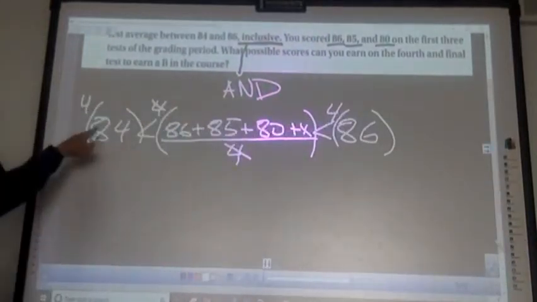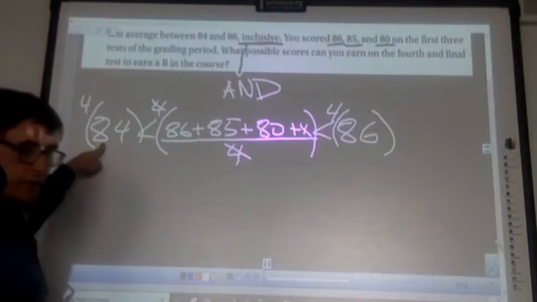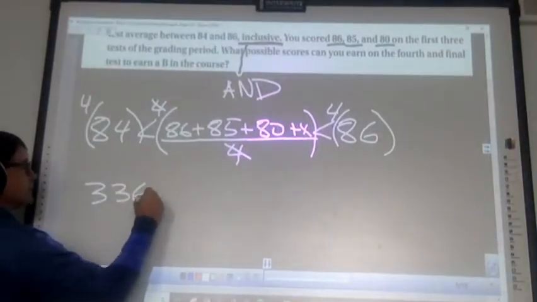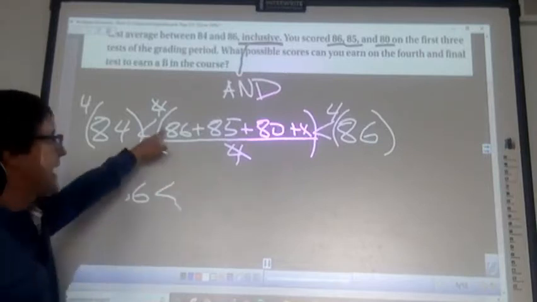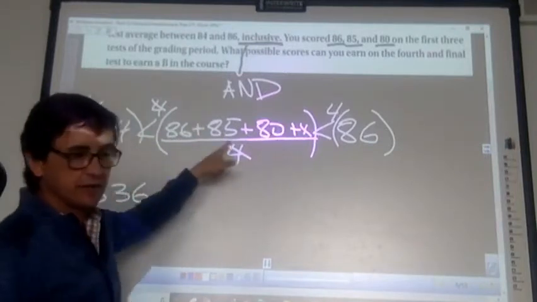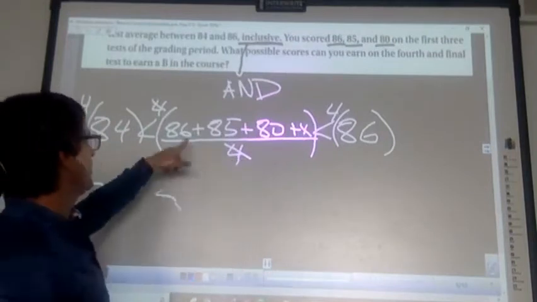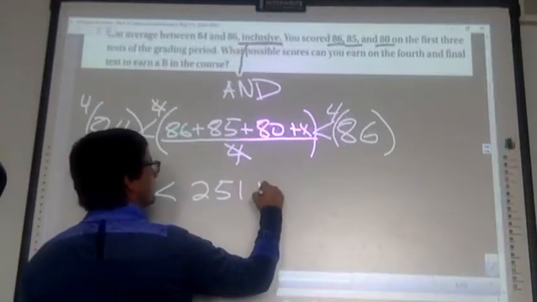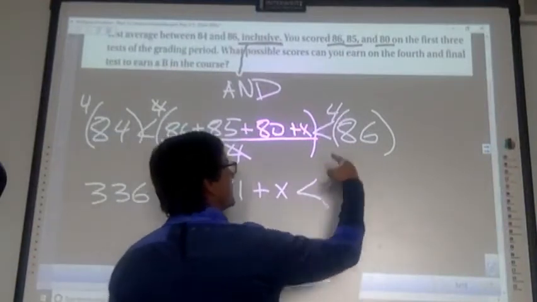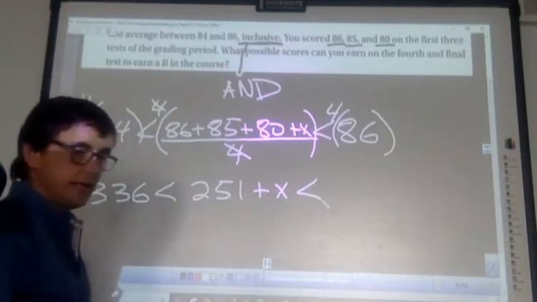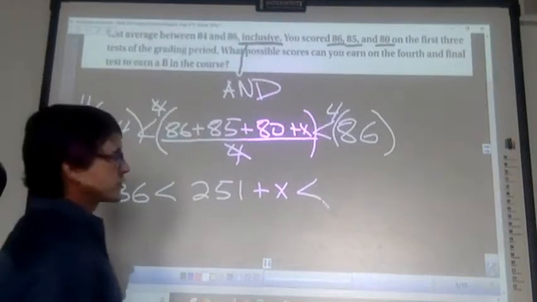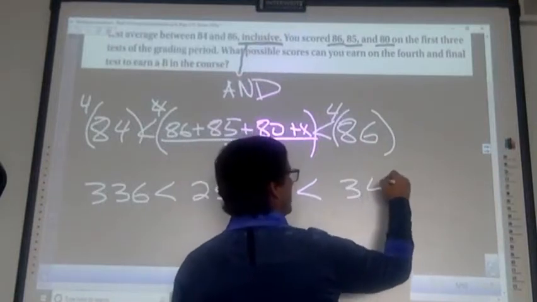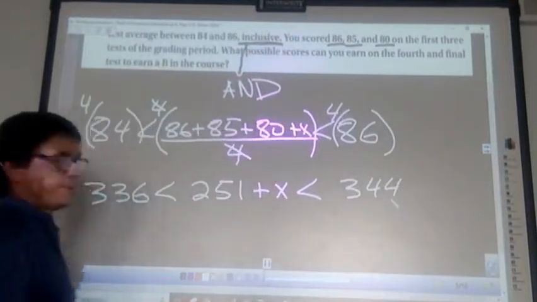84 times 4: 80 times 4 is 320, 4 times 4 is 16, so 336. Less than, if I add 85, 86, and 80: 80 times 3 is 240 plus 11, 251. And x is less than 86 times 4: 80 times 4 is 320, 6 times 4 is 24, 320 and 24 is 344.